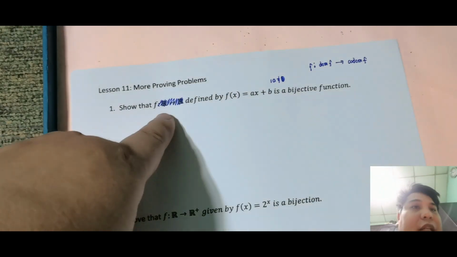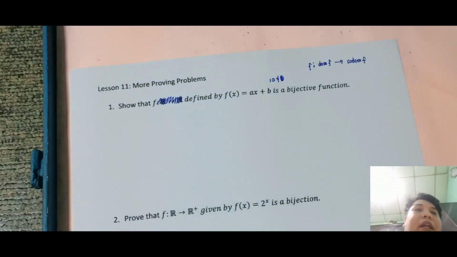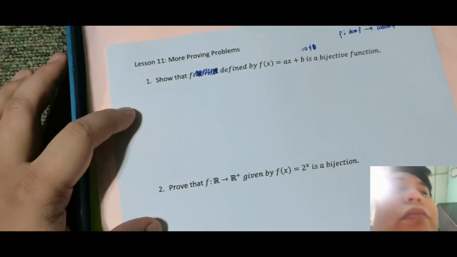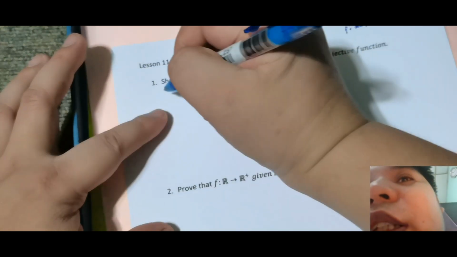Tandaan na, since nirevise ko lang, tinanggal ko, kunyari wala kang nakikita na mapping kung saan galing. So meaning parang okay, kahit saan yan, bahala ka. Okay, so ayun ang gagawin mo, domain of F, then codomain of F. Mas madali yan. Okay, so now, show that F defined by f of x equal to ax plus b is a bijective function. So ito, since show, proving to. So ito yung proof. Okay, so this is the proof.